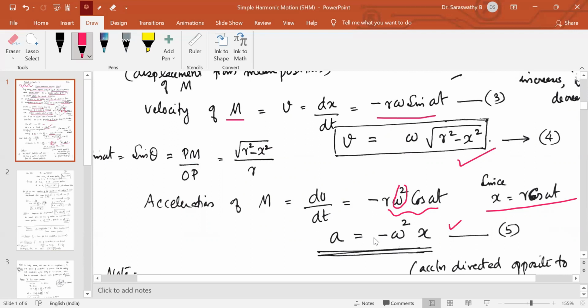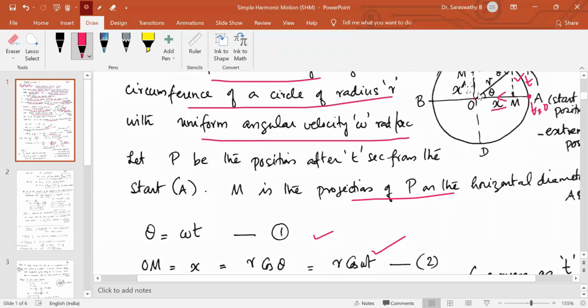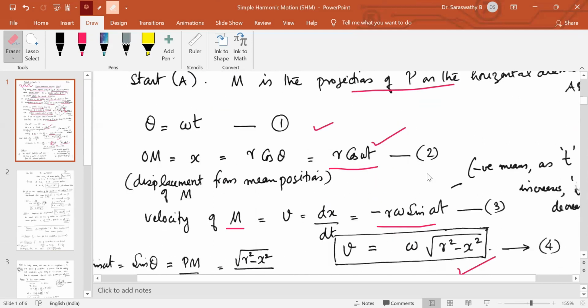And negative means, as x is increasing, acceleration is in the opposite direction. We are measuring x, the displacement, from the mean position. Acceleration is negative means acceleration is opposite to the direction of x. So acceleration is directed towards the mean position.